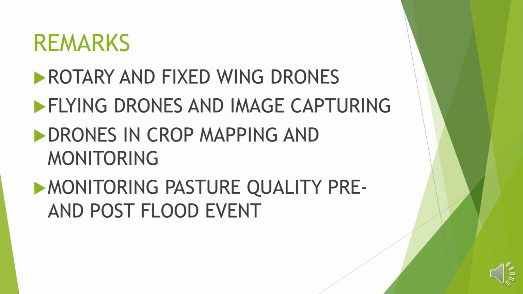As concluding remarks, I've talked about drones and the two major types of drones, which are rotary drones and fixed wing drones. I also talked a little bit about the types of data that we get from drones, the images that we capture, and how we process them for applications in crop mapping and monitoring. Finally, I gave an example of a project that we recently completed in the remote sensing laboratory, where we used drone technology to understand pasture quality pre and post flood event, and we found that the pasture quality increased by about 100% after flooding.